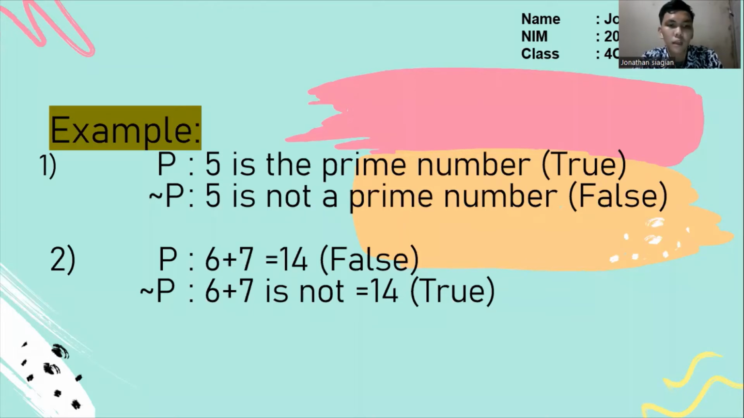The second example, statement P: 6 plus 7 equals 14. We know 6 plus 7 is not 14. 6 plus 7 is 13. And the statement P is false. Negation of P, 6 plus 7 is not equal to 14, is true because 6 plus 7 equals 13.